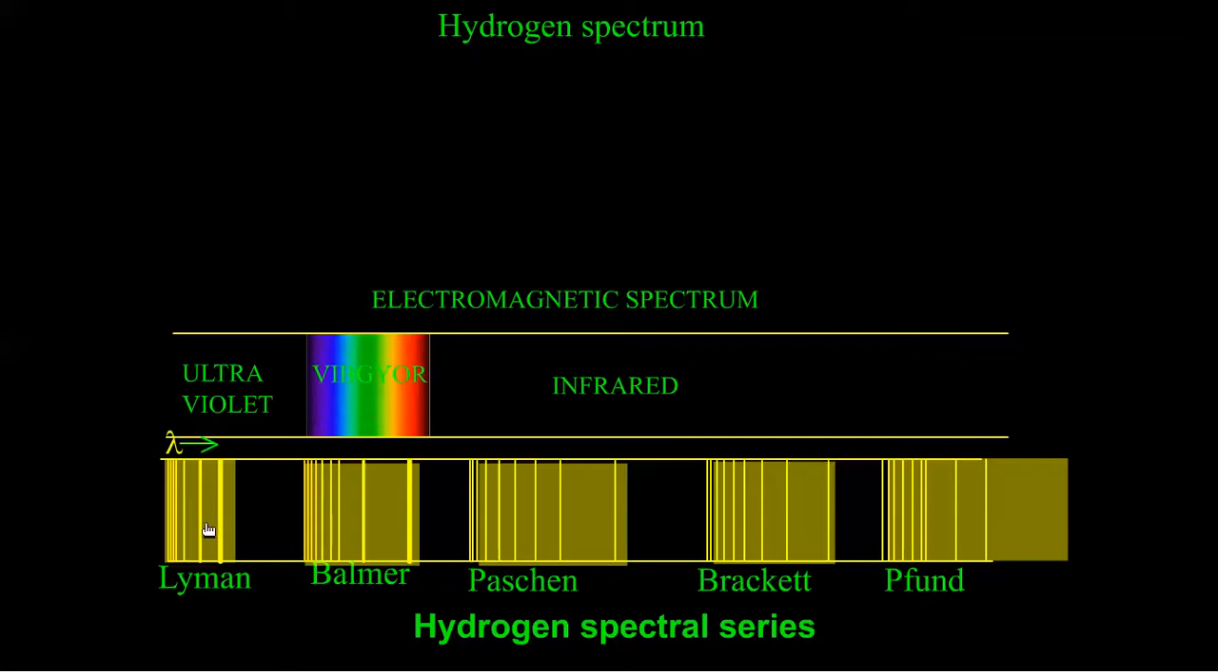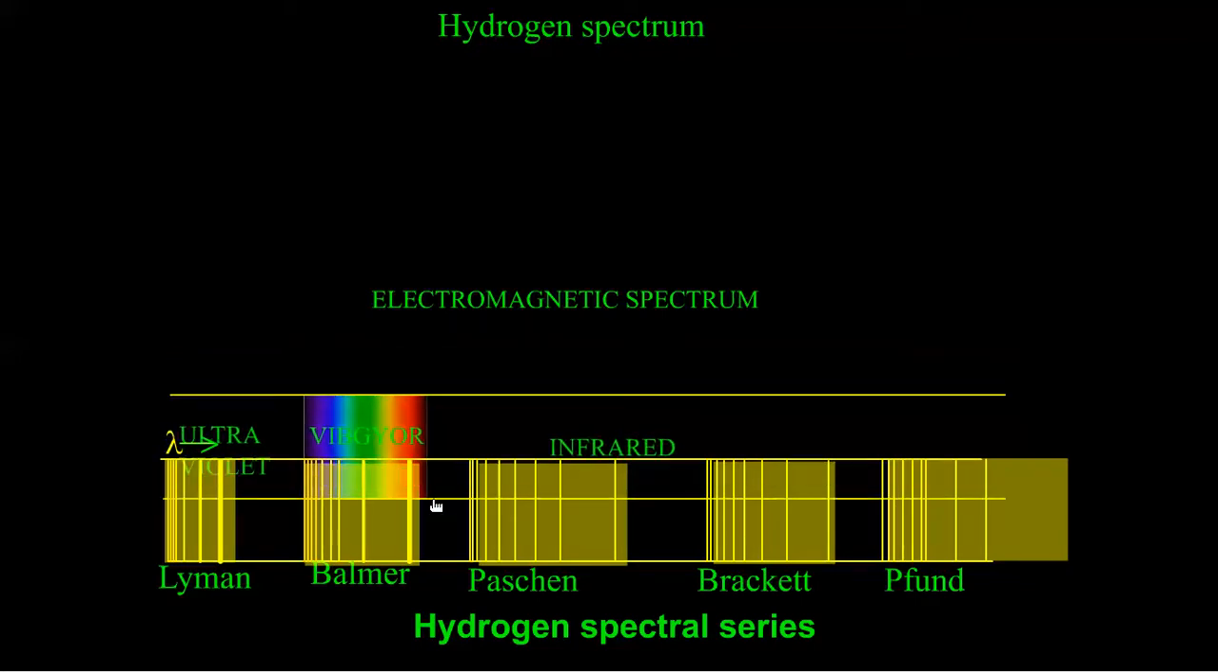Look here, this Lyman series corresponds to the ultraviolet region. The Paschen series, Brackett series and Pfund series are in the infrared region. This is near infrared, this is middle infrared and this is far infrared, like this. Look here, this Balmer series is in the visible spectrum. Therefore each line is named in this Balmer series.